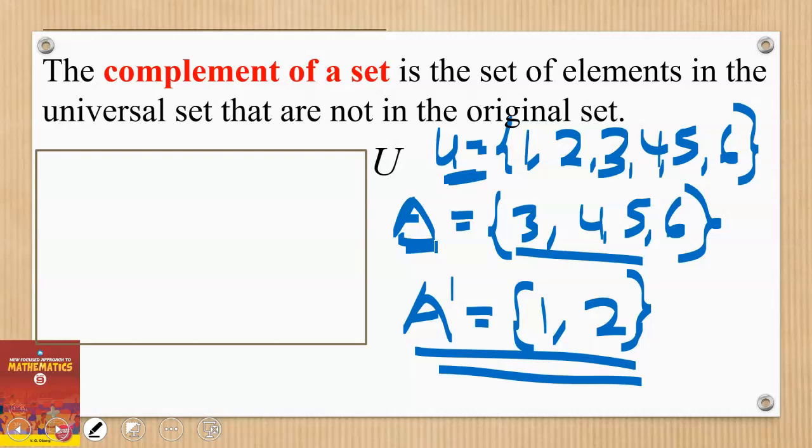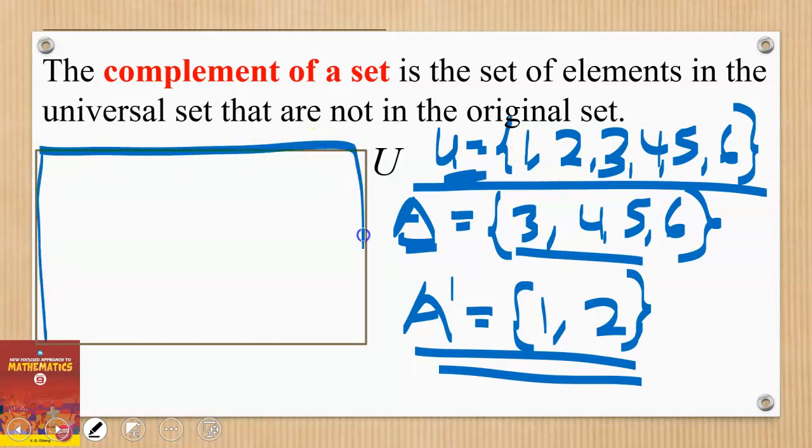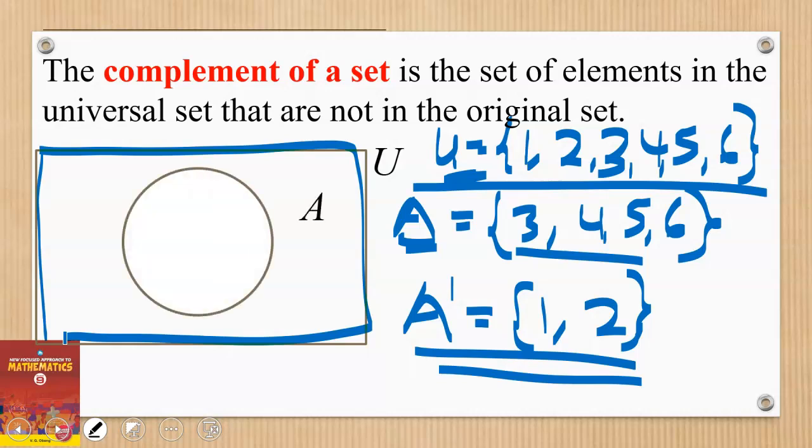Now, how do you represent this using a Venn diagram? Let's say the universal set, that is the elements 1, 2, 3, 4, 5, 6, is represented by the rectangle. And then set A is a subset of the universal set. So this is what we have. Set A is inside the rectangle, representing set A inside the set U, or the universal set.